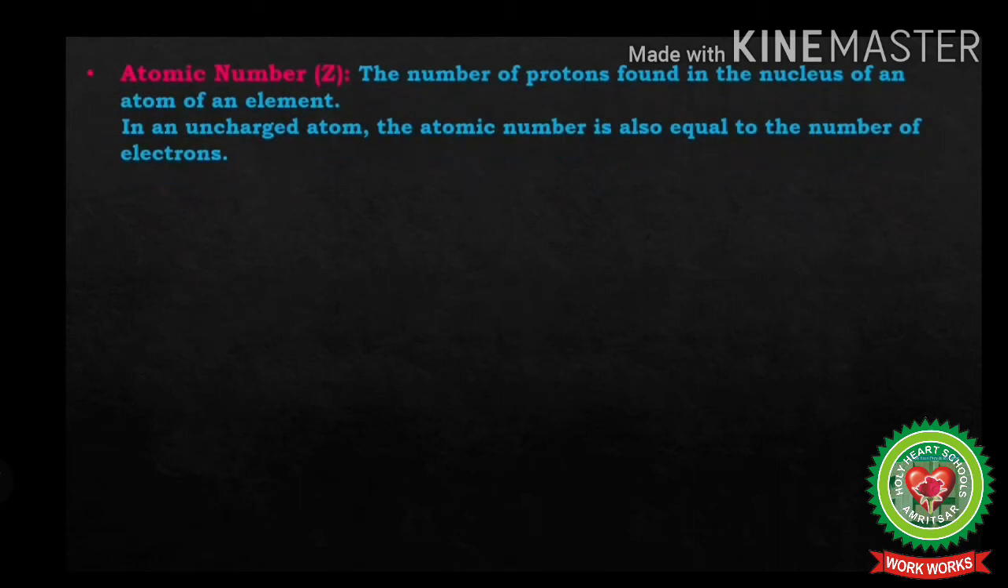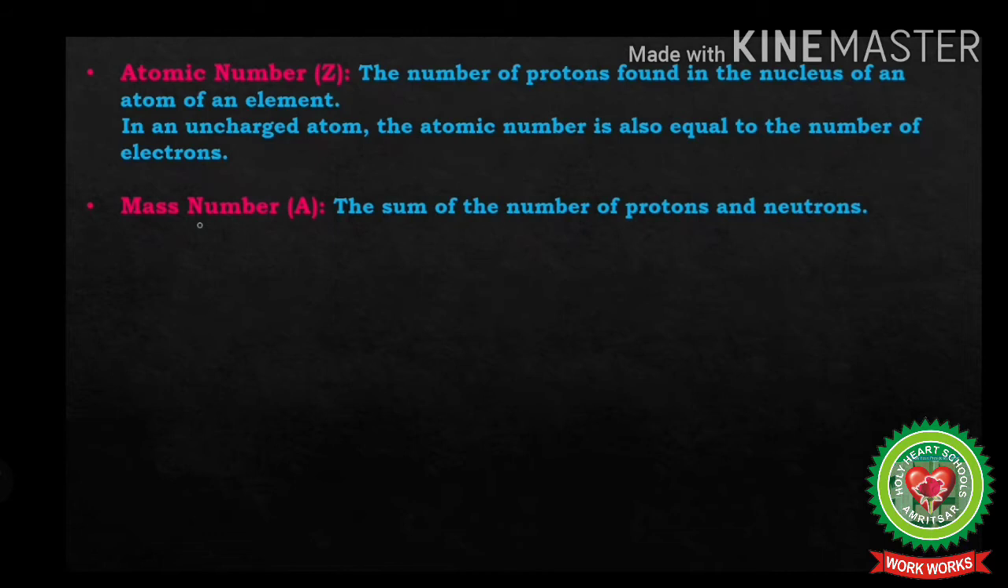Now moving to next term, atomic number. The symbol of atomic number is Z. And what is atomic number? It is the number of protons found in the nucleus of an atom of an element. So basically atomic number is equal to the number of protons of that atom. And also in an uncharged atom, the atomic number is equal to the number of electrons. So atomic number is equal to the number of protons and number of electrons in an uncharged atom.